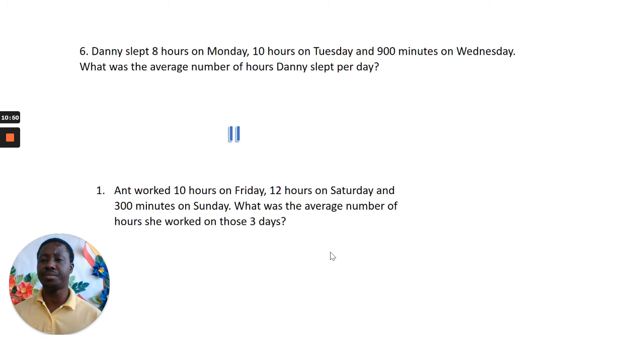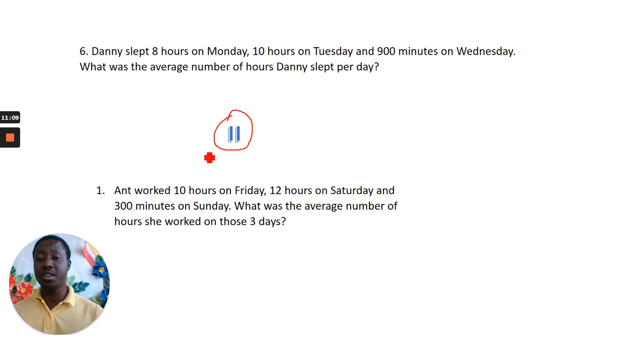Let's go to the next one. Number 6. It says Danish slept 8 hours on Monday, 10 hours on Tuesday, 900 minutes on Wednesday. What was the average number of hours Danish slept per day? This is the same as number 1, and look at the question. That's why I brought this equal sign. Same, okay? It's the same thing.